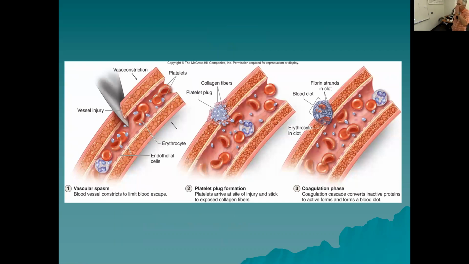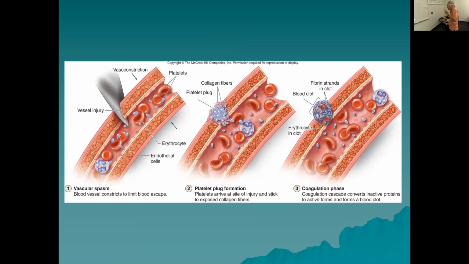So here, the three stages of hemostasis. When a vessel is injured, first is vascular spasm. Blood vessels constrict to limit blood escape. So when you damage smooth muscle, it reflexively contracts. Right? Then there's what's called platelet plug formation. Platelets arrive at the site of injury and stick to exposed collagen fibers.